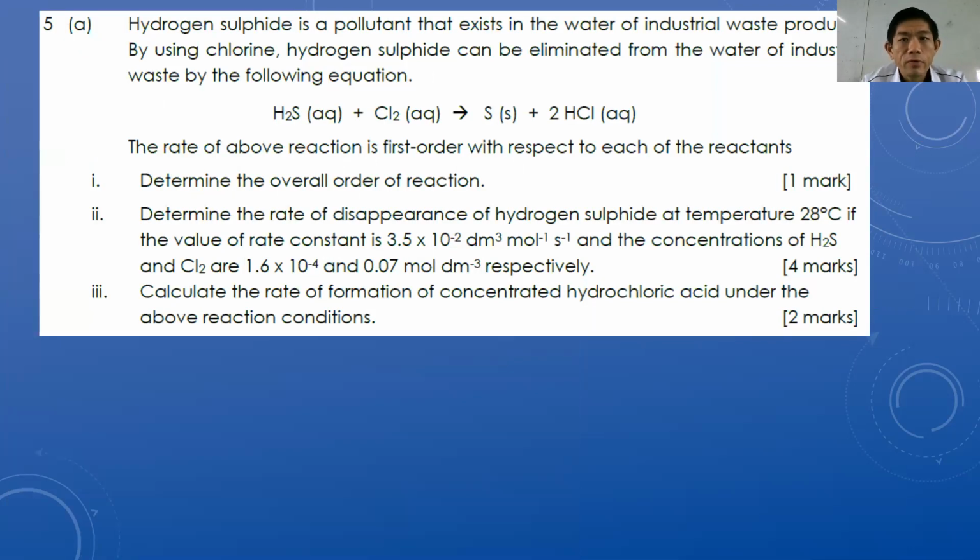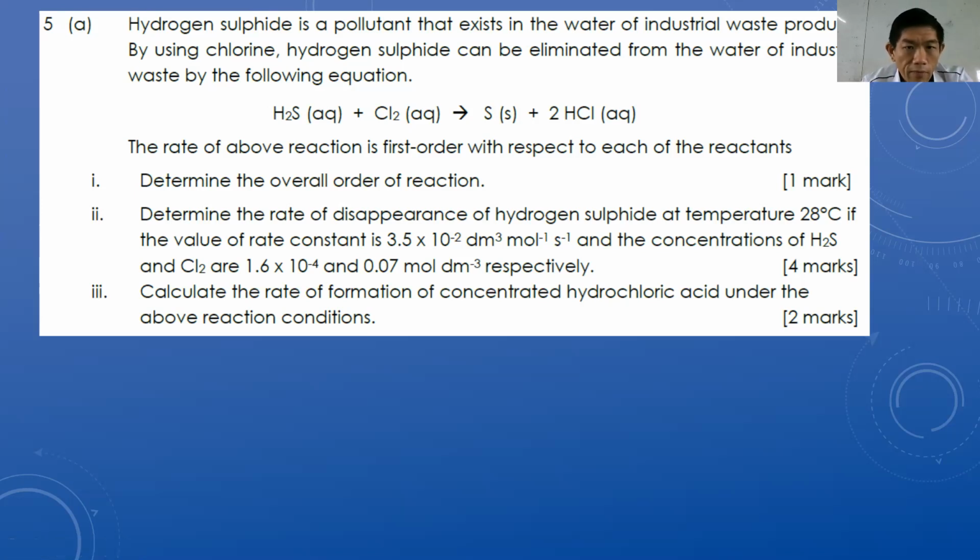Hydrogen sulfide is a pollutant that exists in the water of industrial waste products. By using chlorine, hydrogen sulfide can be eliminated from the water of industrial waste by using the following equation: H2S + Cl2 gives S + HCl. The rate of the reaction is first order with respect to each reactant. That means H2S is first order, Cl2 is also first order. Number 1, determine the overall order of reaction, 1 mark.